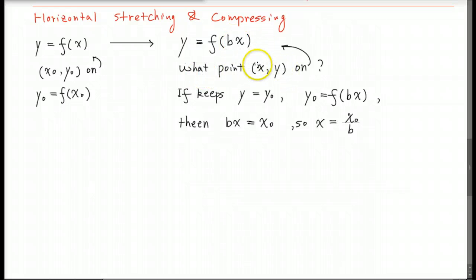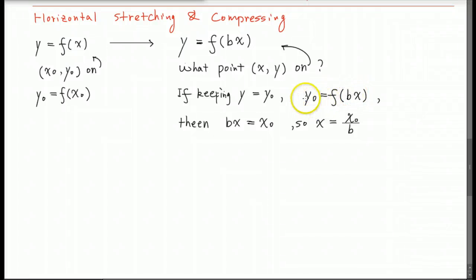Basically we make the new point (x, y), then try and find out the relation between x and x0, y and y0. Now again, we keep y equals y0, so we keep the y coordinate the same, and see what happens to the x. If we make y equals y0, then we have y0 equals f(bx).